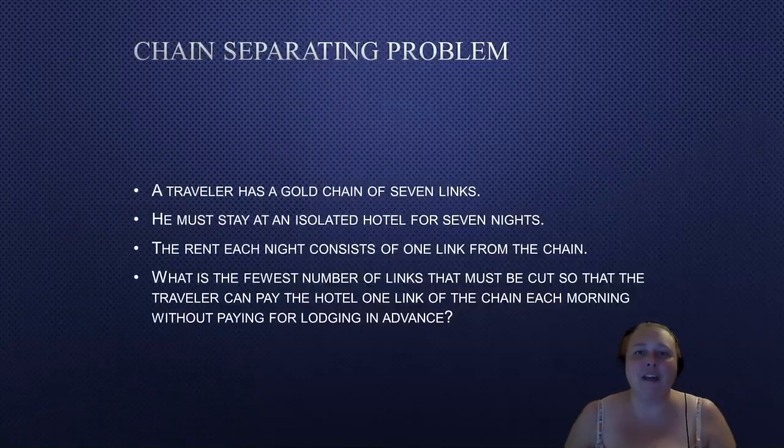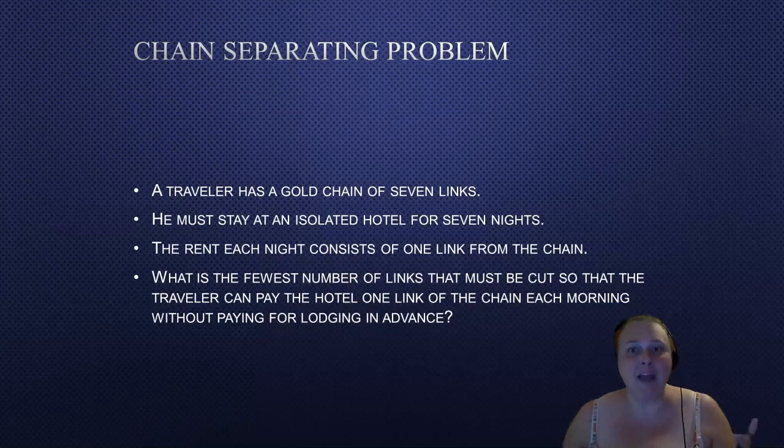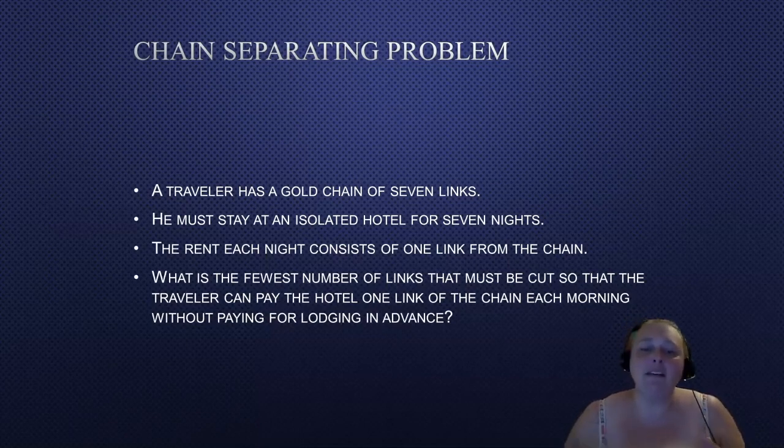So let's look at a quick problem, a chain separating problem. Again, word problems, don't freak out. A traveler has a gold chain of 7 links. He must stay in an isolated hotel for 7 nights. The rent each night consists of 1 link from the chain. So what's the fewest number of links that must be cut so that the traveler can pay the hotel 1 link of the chain each morning without paying for lodging in advance?